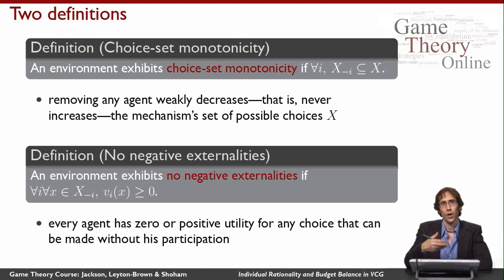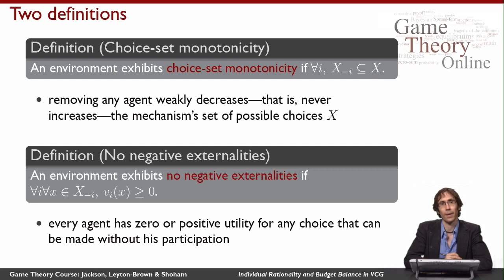So in other words, when I remove an agent from the mechanism, as of course I have to do inside the payment evaluation for VCG, the mechanism's set of choices that are available to it weakly goes down. So in particular, no new choices become possible when somebody gets removed.